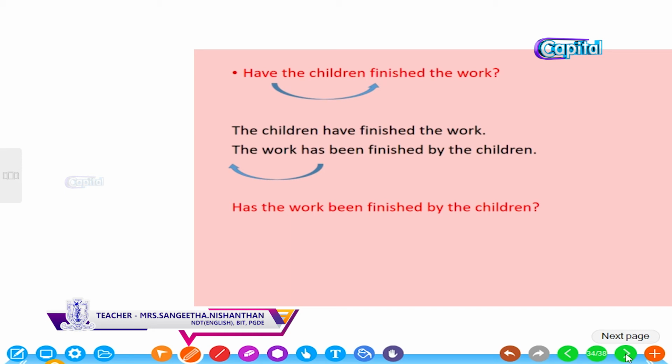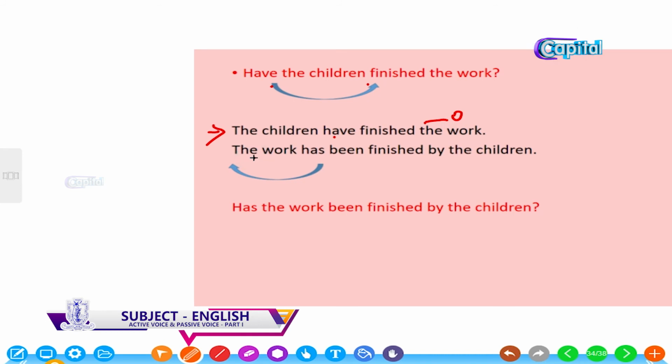So, yes or no questions should be changed as statements. The have goes after the subject who, the children. So, the have goes after the children, and now it is in the statement word order, and now we are going to change it into the passive. Who, the children. What have they done? Have finished. What have they finished? The work. So, this is the object.